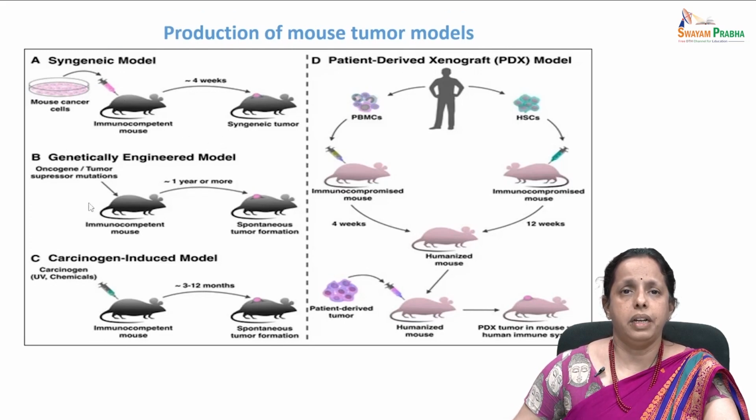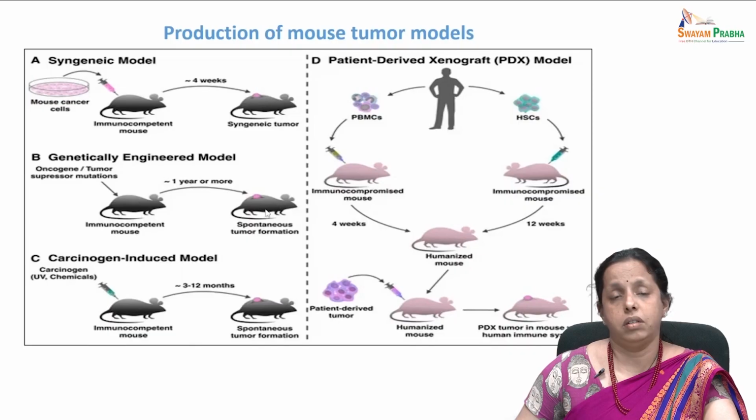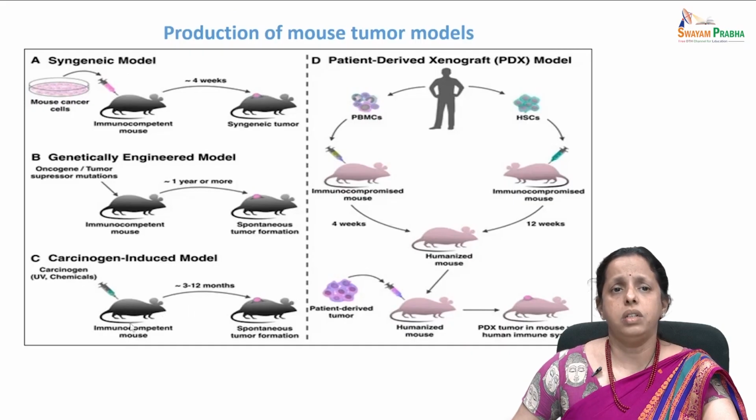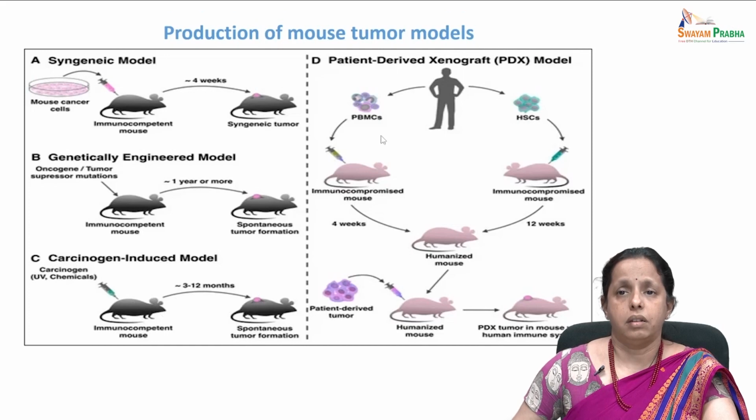And then in the genetically engineered tumor models, the tumor forms de novo as a result of specific genetic modifications, such as the knockout of P53 or the activation of oncogenes. And then we have the carcinogen induced models, where UV light or any other chemical carcinogen induces spontaneous tumors. And then there is the production of patient derived xenografts, which we will be discussing in detail.